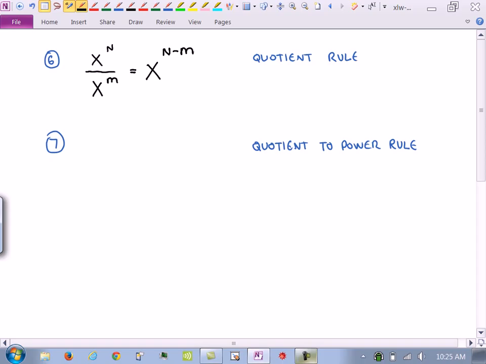I would like to do a couple of examples of that before I give you the next rule. Maybe just 1 or 2 of these. What is 2 to the 4 over 2 to the 2?